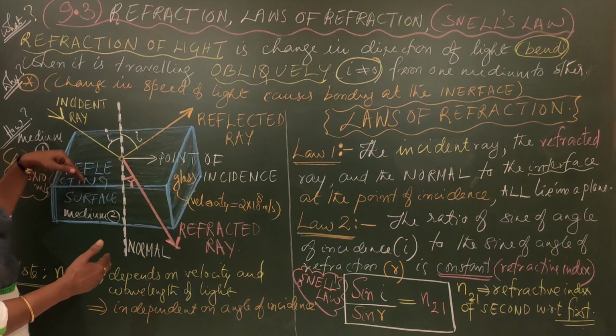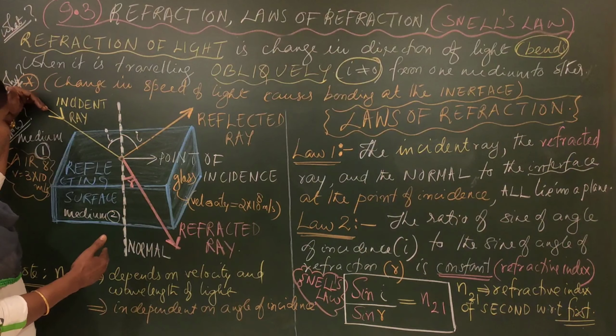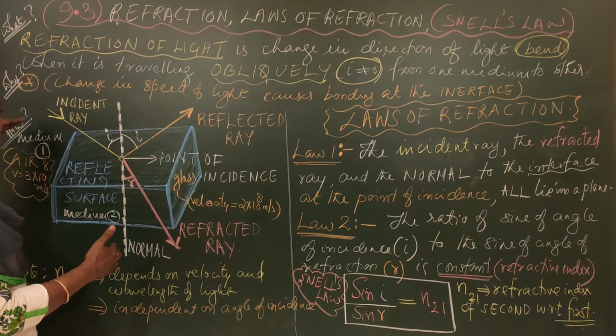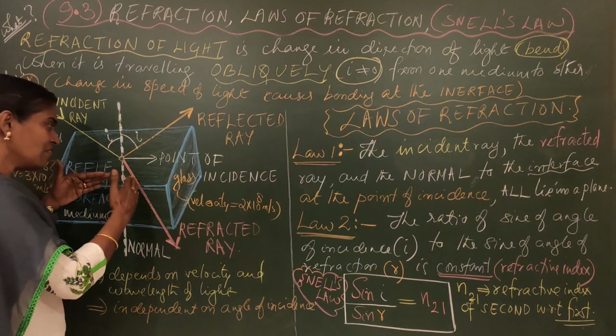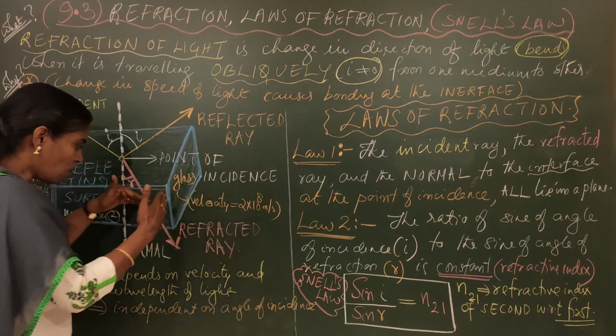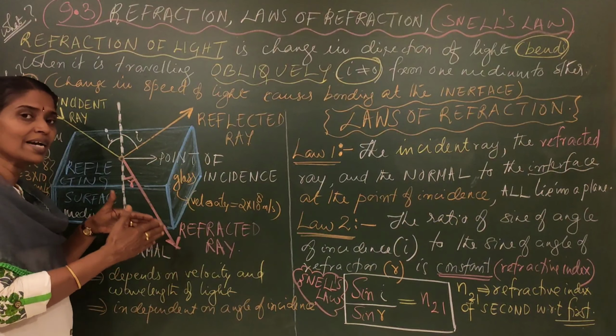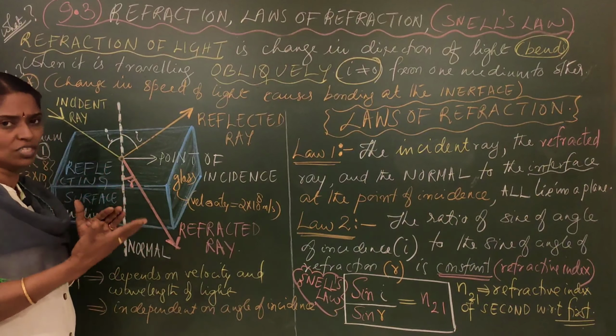So when a ray of light goes from rarer medium to the denser medium, it goes like this. That's how. We'll answer how. It can either deviate in this manner or in this manner. So the deviation depends on which medium the light is coming from and going to.